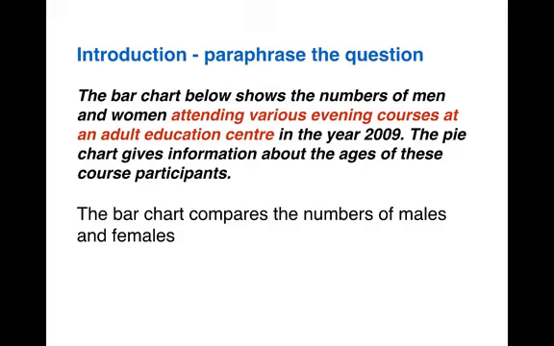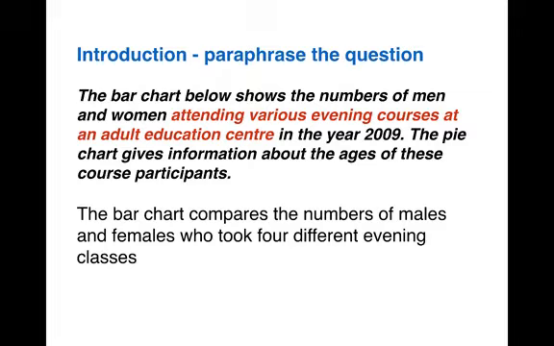Attending various evening courses at an adult education centre. I've put who took 4 different evening classes. So instead of attending, I've put who took, and I've missed the part about adult education centre. We don't really need that. And I've put evening classes instead of courses. In the year 2009, in 2009. Notice there's a full stop there in the question, but I've put a comma.